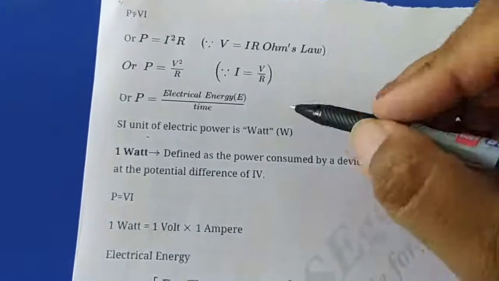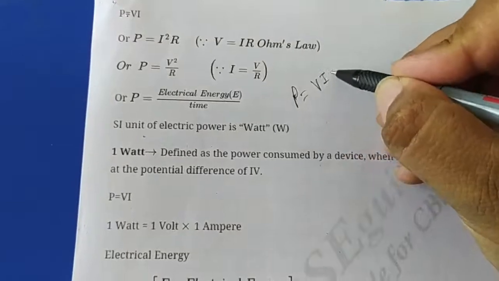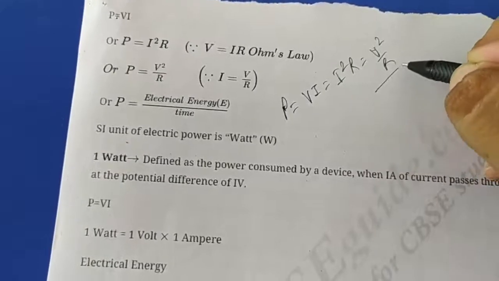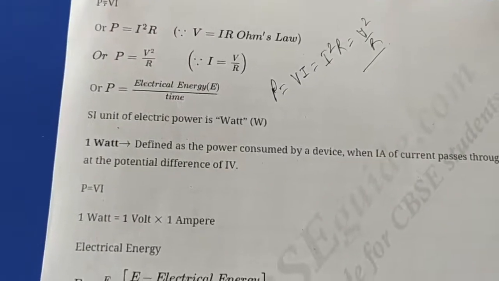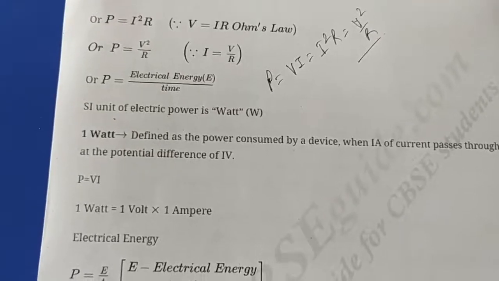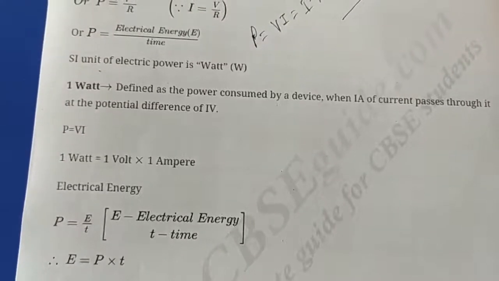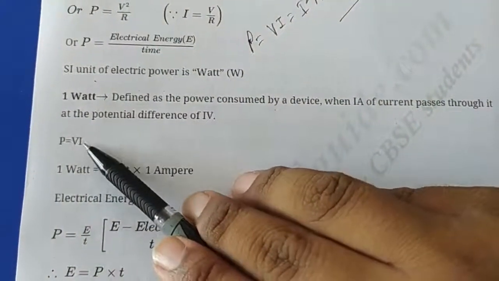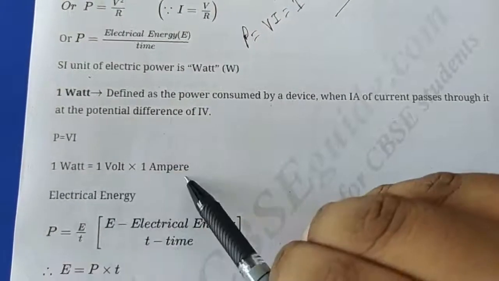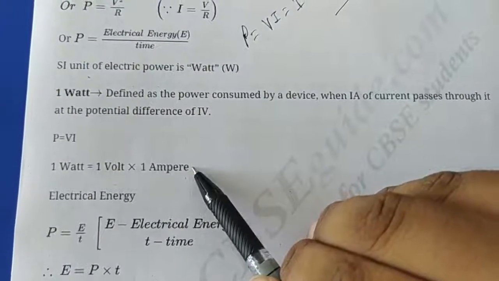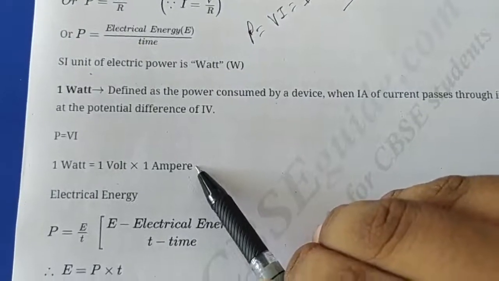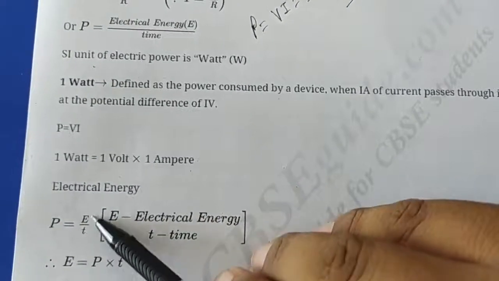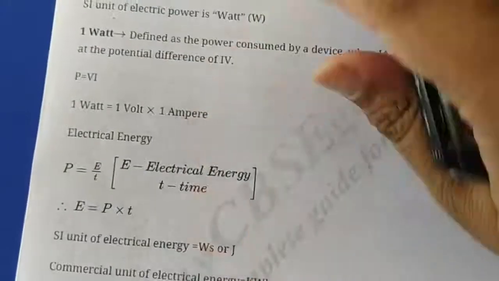So here too we have three formulas for power: P is equal to VI, I square R and V square by R. These are the three formulas, right? The unit of power is the watt. If V is 1 volt and I is 1 ampere, then the power is 1 volt ampere, which is written as a watt. The power is the rate of change of energy, E by T. So energy is power into time.